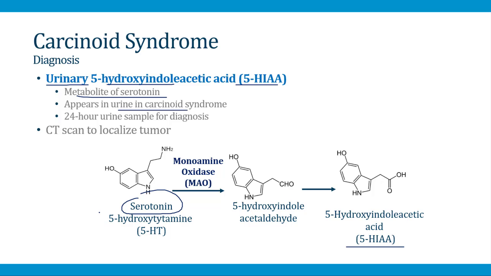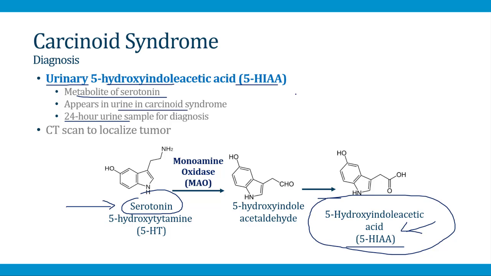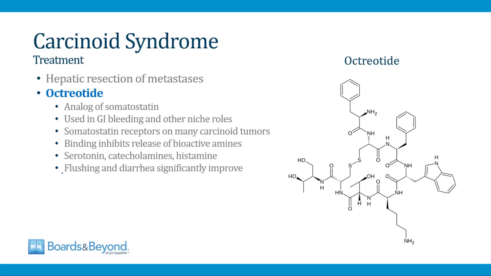Unfortunately, the release of serotonin from these tumors goes up and down, so you can't simply measure the plasma level of serotonin or the plasma level of 5-HIAA. Instead, you need to collect a 24-hour urine sample and measure the total urinary excretion of 5-HIAA, and that will be elevated if the patient has the carcinoid syndrome. Once you've done this, you can perform a CT scan to localize the tumor and to identify metastases in the liver.